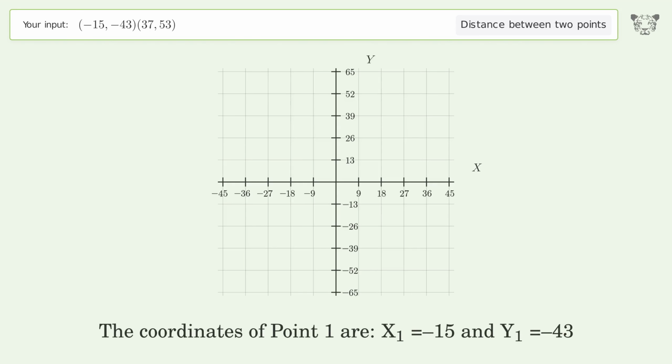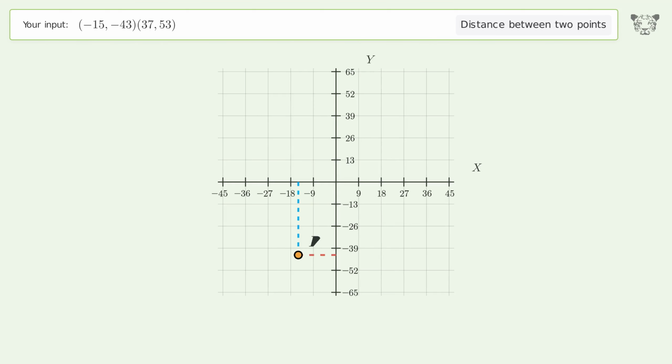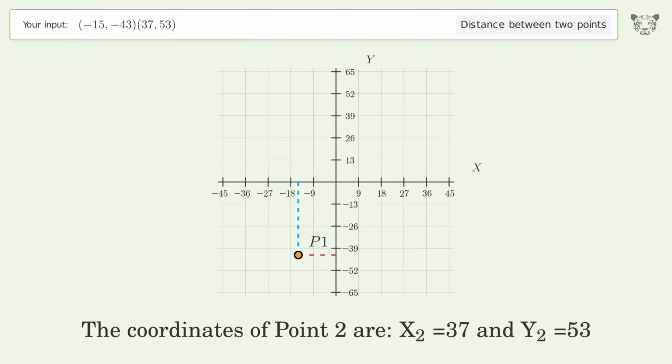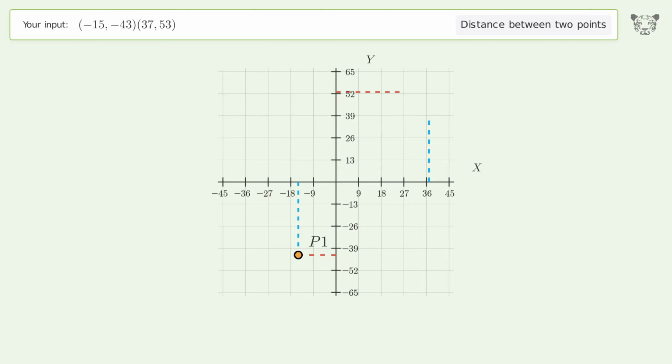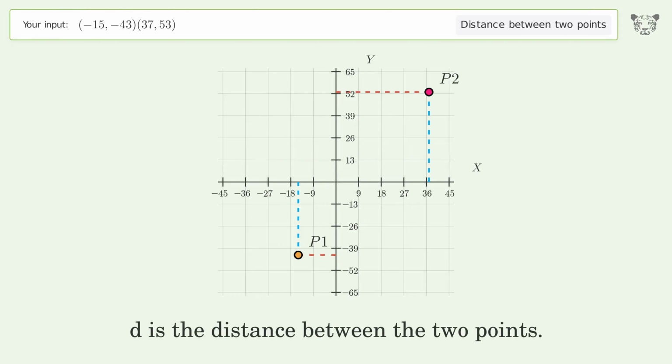The coordinates of point 1 are, x1 equals -15 and y1 equals -43. The coordinates of point 2 are, x2 equals 37 and y2 equals 53. D is the distance between the 2 points.